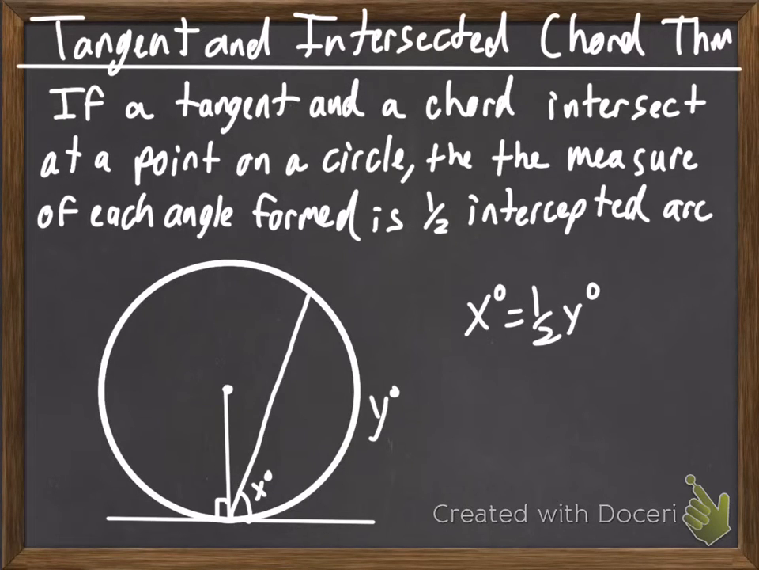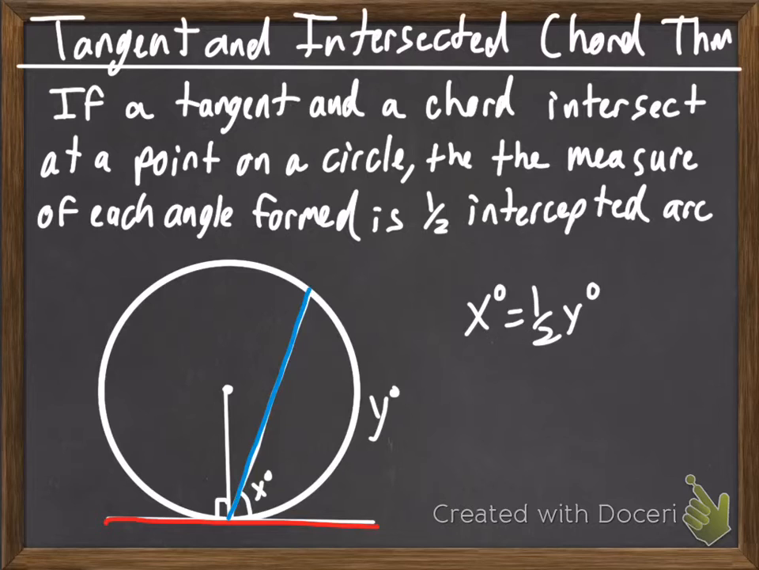Tangent and intersected chord theorem. If a tangent and a chord intersect at a point on a circle, then the measure of each angle formed is 1/2 the intercepted arc. So, what we have is a tangent here to the circle, and we know it's tangent because it's indicated that it makes a right angle with the radius. And then we have this chord.